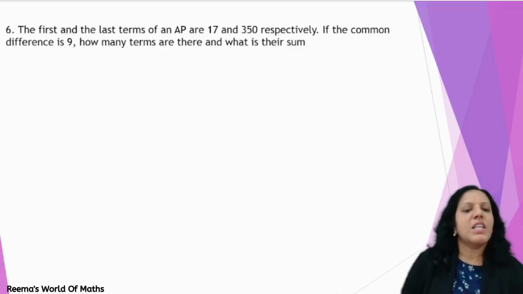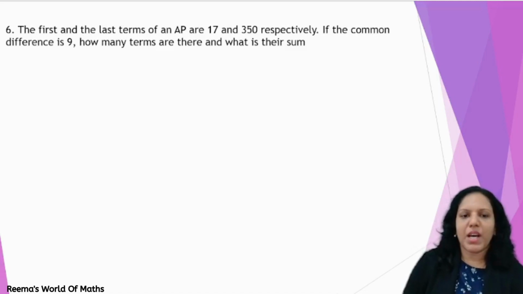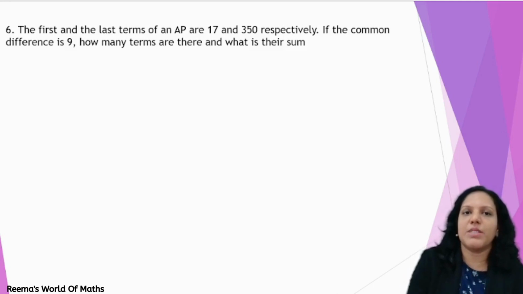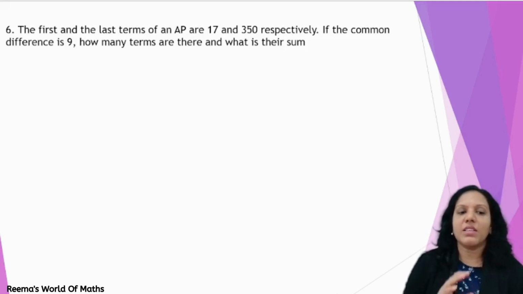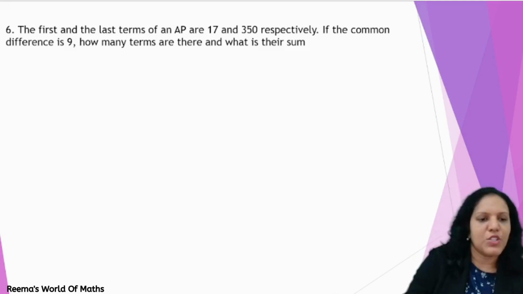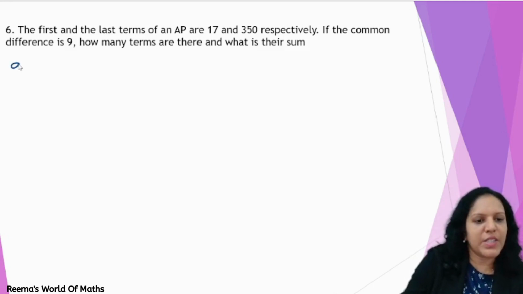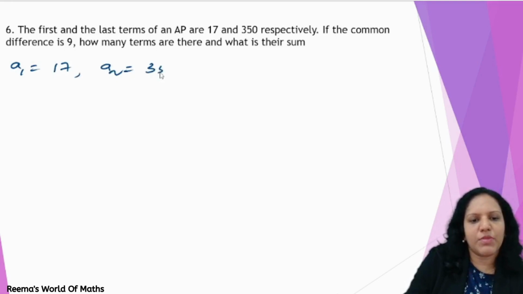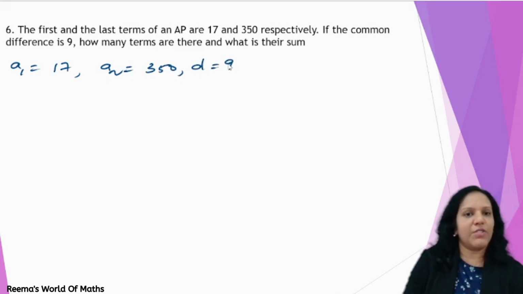Question number 6. The first and the last terms of an AP are 17 and 350 respectively. If the common difference is 9, how many terms are there and what is their sum? So we are given the first term, the last term and the common difference. We need to find the number of terms and the sum of the AP. So we can write a1 equals 17, an, which is the last term, equals 350, d equals 9. These are the given values.